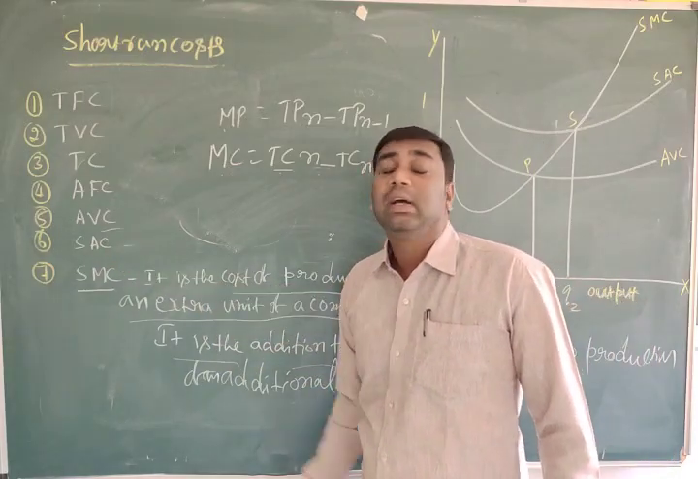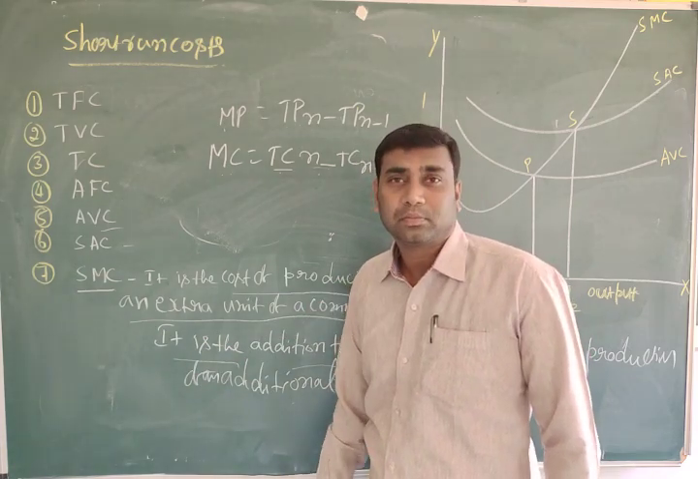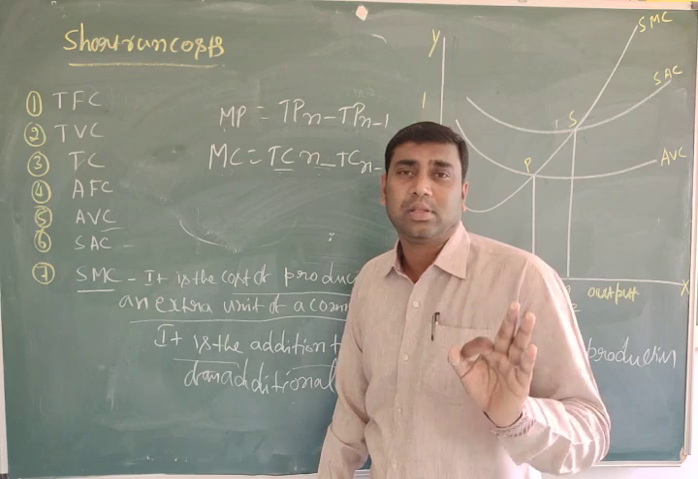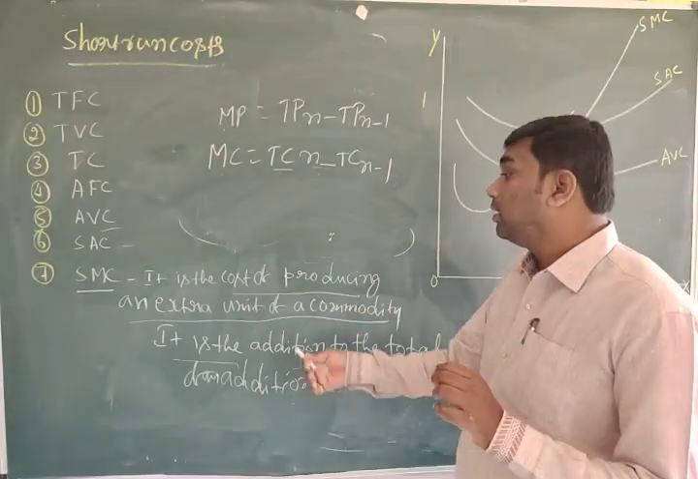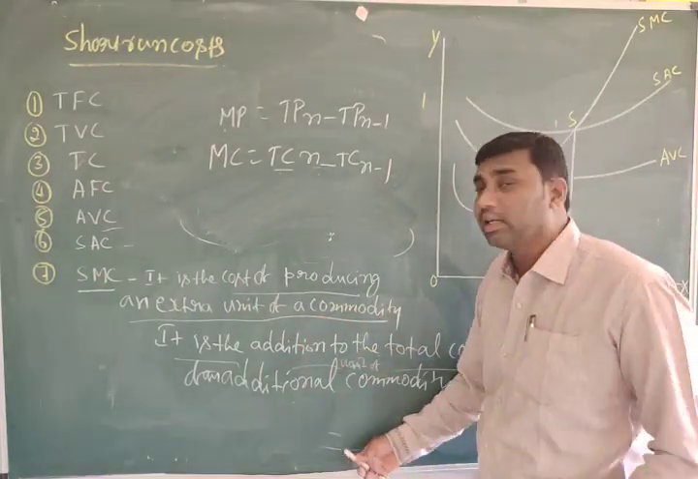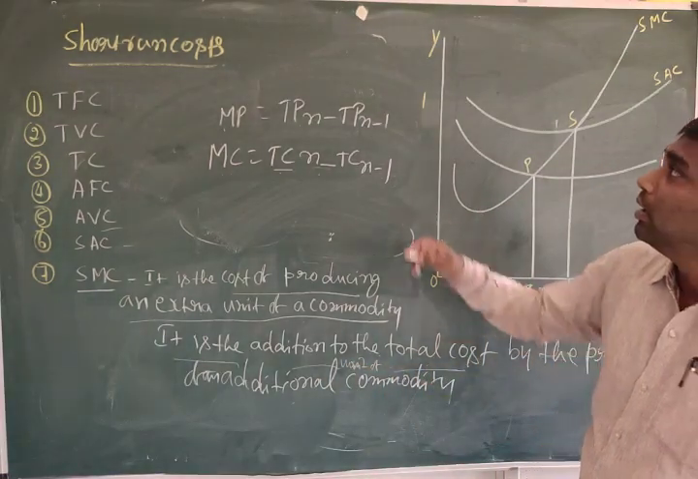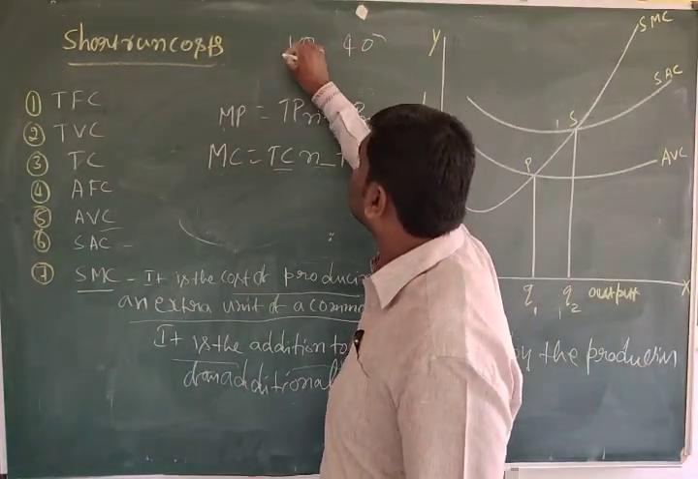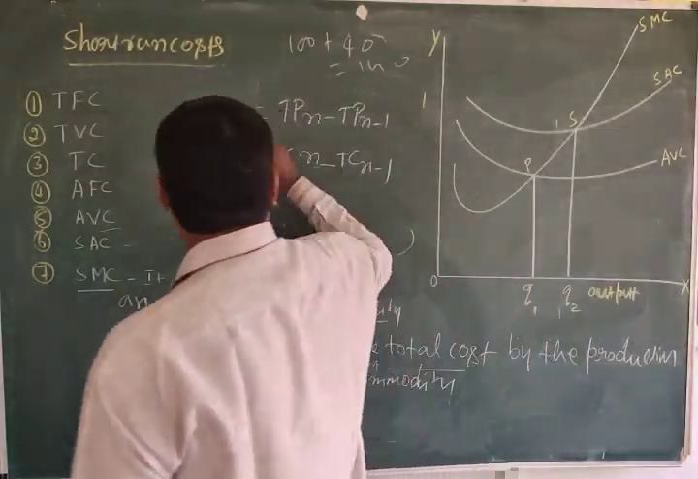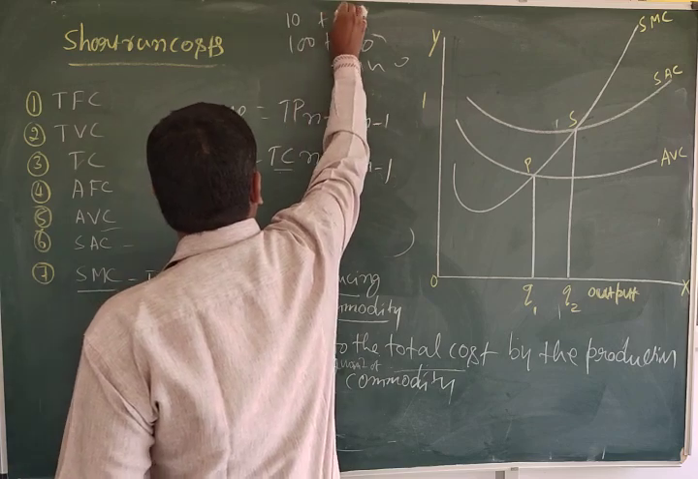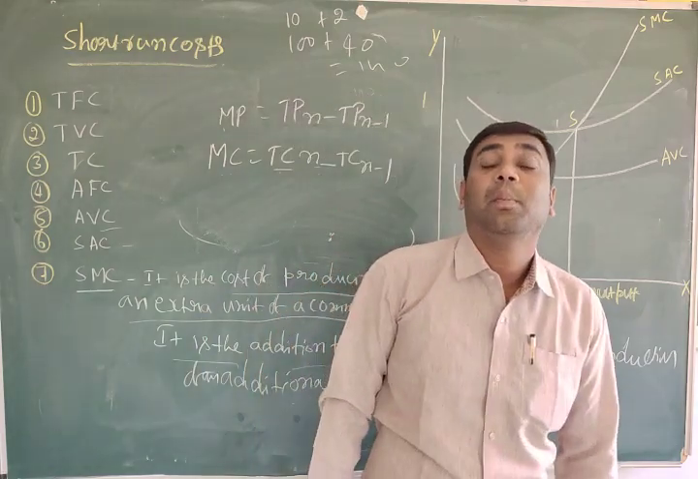Up to AVC I explained the diagram, right? So remaining are AC and MC. AC is nothing but the cost of total production. SMC is the cost of producing an extra unit of a commodity. In other words, it is the addition to the total cost. This is the addition, this is the total cost. Addition to the total cost by the production of an additional commodity. Total commodity 10, additional commodity 2. So this is called marginal cost.